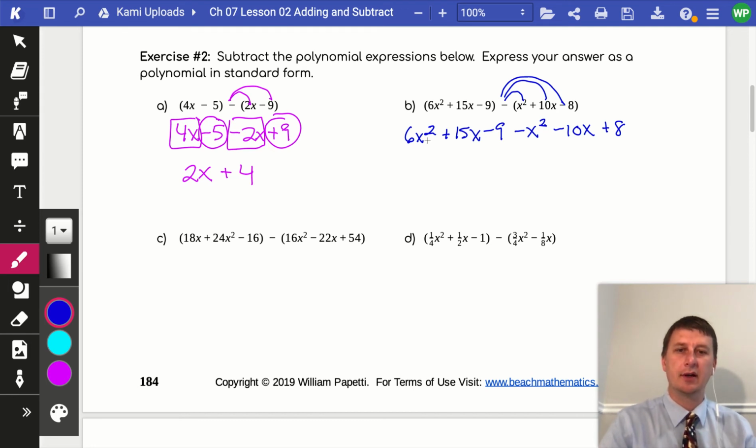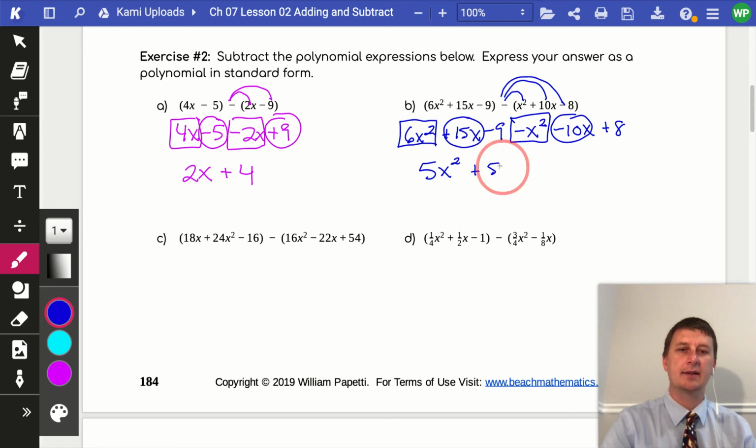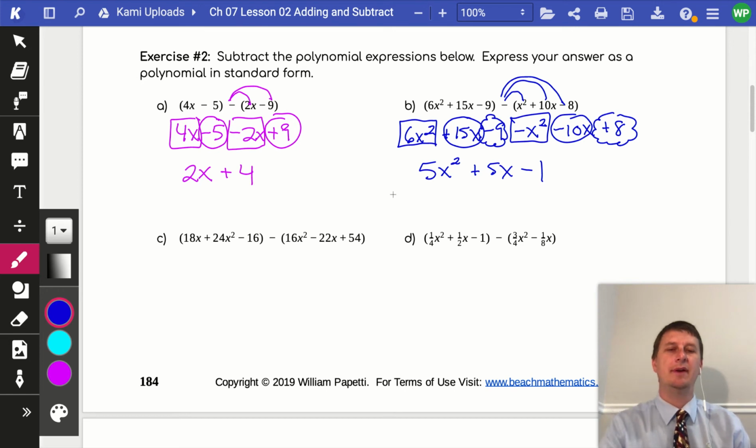And here's our long string of terms that now we're going to look for like terms in. We have a 6x squared and a negative x squared. That's going to give us 5x squared. We've got a 15x and a minus 10x. That's going to give us a 5x. And we have a negative 9 and a positive 8. When we combine those two, we're going to get a negative 1. So our simplified value of this expression is going to be 5x squared plus 5x minus 1. And that is in standard form because we have our highest degree first and our constants last.